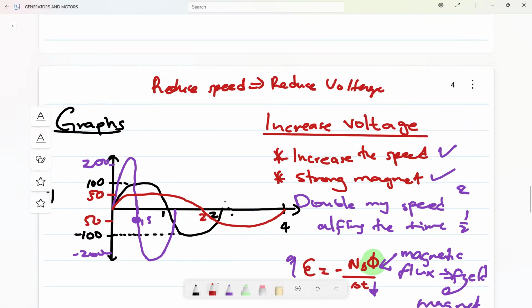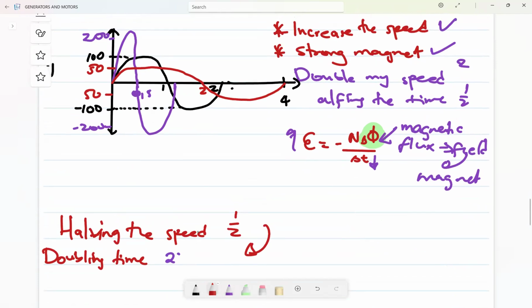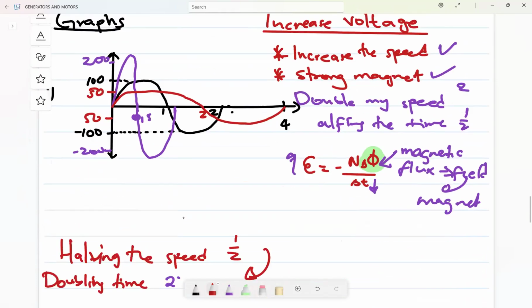Can you see now? My speed was reduced. Therefore, if I reduce the speed, I'm increasing my time. Therefore, my EMF will be decreased. So this is what you need to know. We'll look more into this when we look at the question papers.